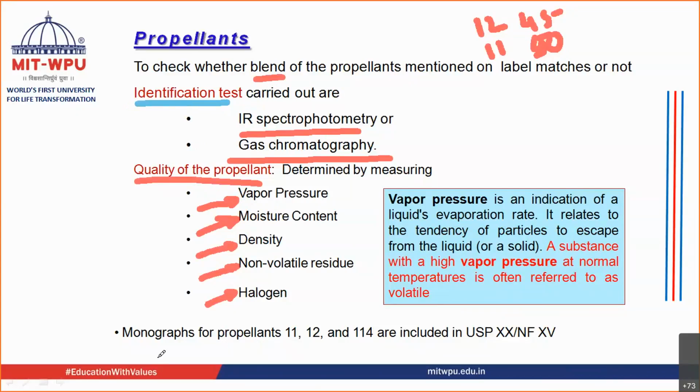Also the monographs, if you want to check the raw material, okay, propellant 12, 11 and 114, then the monographs of these propellants 11, 12 and 114 are included in USP. Okay, and you can perform the test and find out whether the quality of the propellant that you are using in the aerosol is of the right quality or not, right? These are the tests that you carry out for propellant.